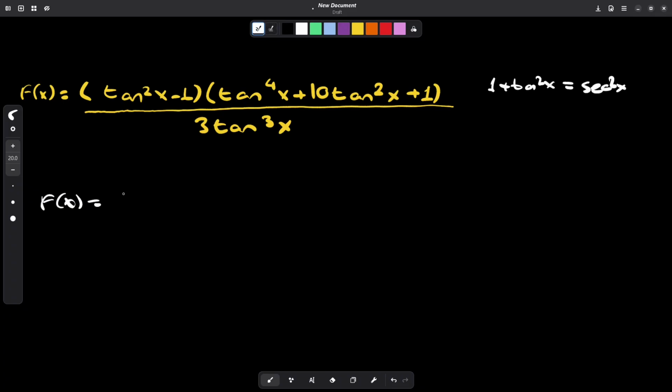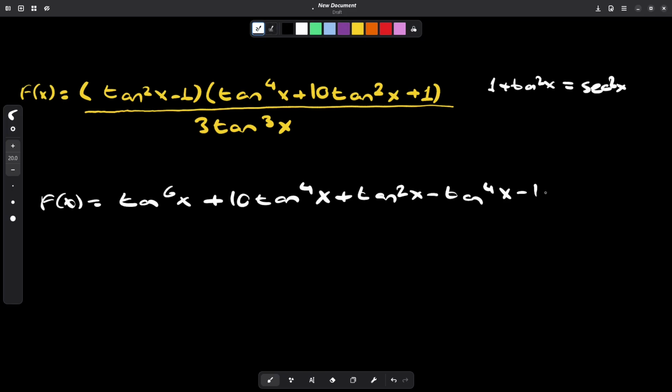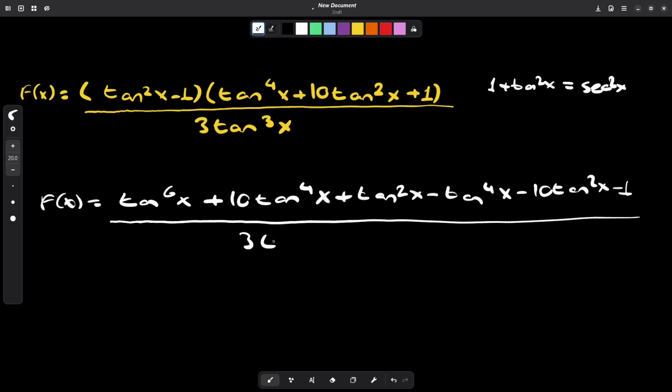Oh my god. tan to the 6th power x plus tan times tan to the 4th power x plus tan squared x minus tan x to the 4th power minus tan squared x minus 1. This is all over 3 tan cubed x.